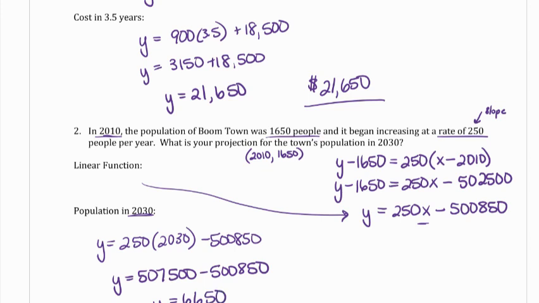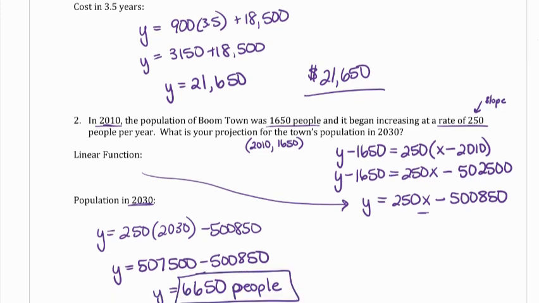And you can kind of look here to make sure your answer makes sense. We started in 2010 with 1,650 people, and now we're 20 years later, so we're going to expect that number to be bigger, right? So it makes sense that we got a larger number there. Ta-da. Okay. There are a couple other ways to set up this equation, by the way. So if you set up your equation differently, but you still ended up with the 6,650 people, don't worry about it. You still did it correctly. So there's some different ways you can treat the years there, but that's the easiest way I can see.